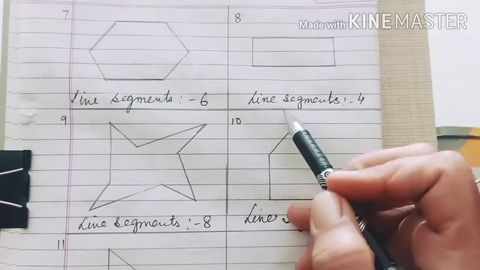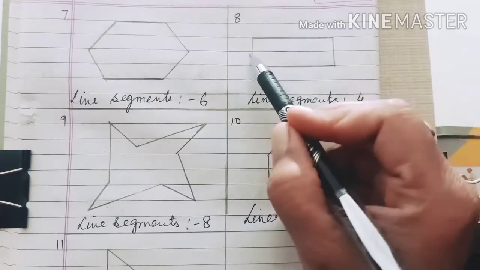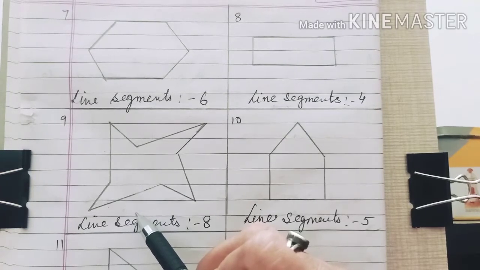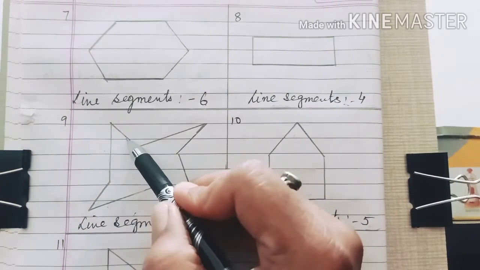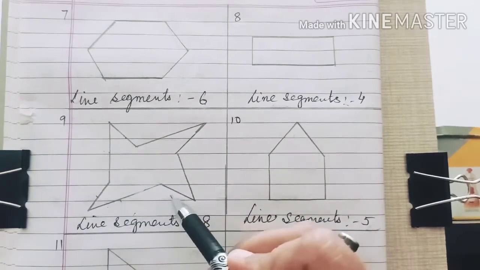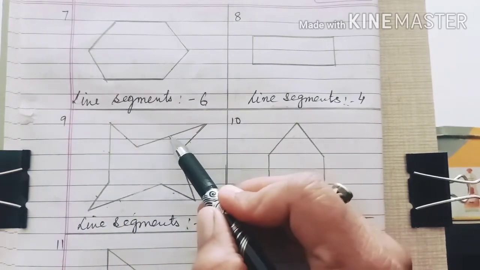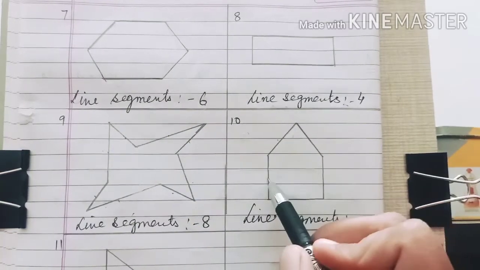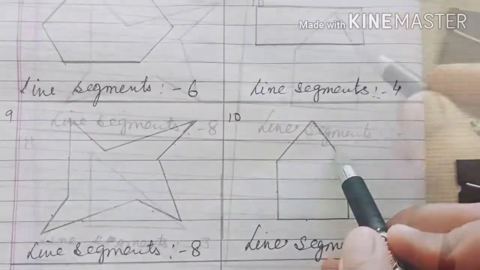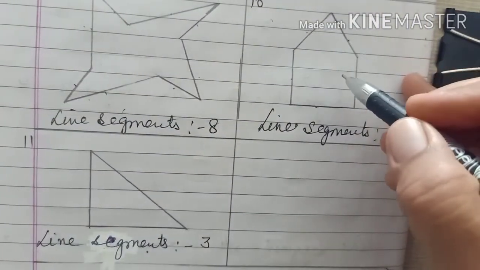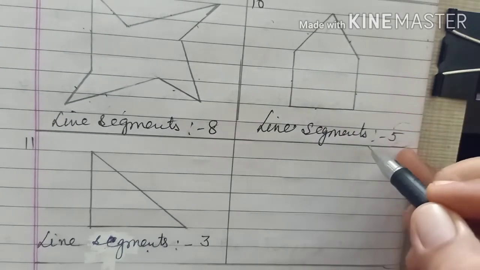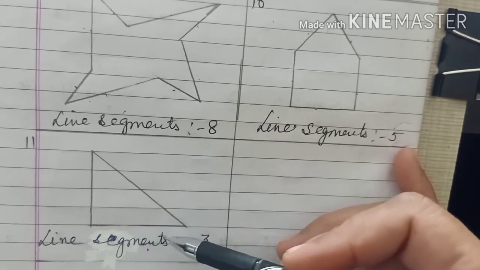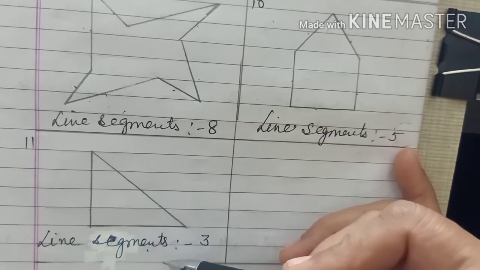In the 8th question, it has 4 line segments, 1, 2, 3 and 4. In the 9th question, it has 8 line segments. Count them: 1, 2, 3, 4, 5, 6, 7 and last is 8. In the 10th question, it has 5 line segments. How many line segments in a pentagon? 5. Next, the last is the 11th question. It has 3 sides. It is called a triangle. In a triangle, line segments are 3.